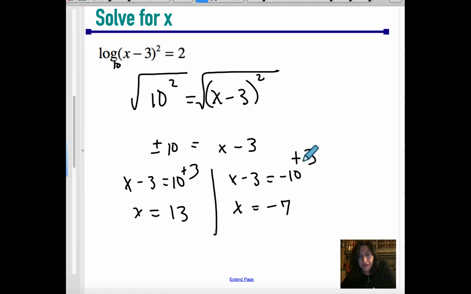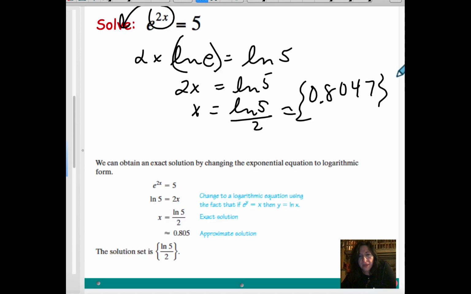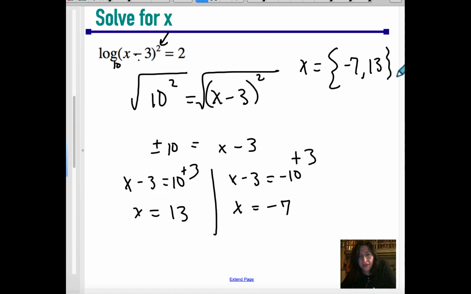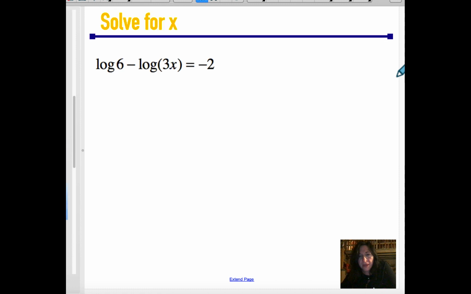You have to make sure that your x is positive, that this ends up being positive. So you have 13 minus 3 is 10. 10 squared is 100 positive. Negative 7 minus 3 is negative 10. But negative 10 squared is 100. And again, both of these work because of this squared value. Good job. So then we have negative 7 and we have 13. And nobody's kicked out like that part. Okay, maybe not. All right.